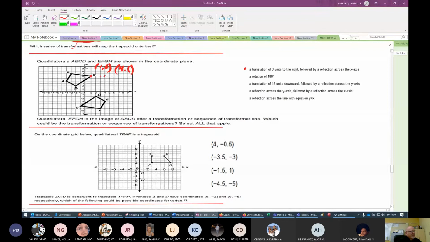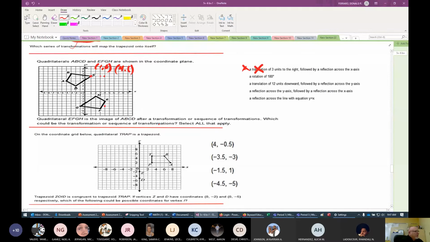And then they say a reflection across the x-axis. So we are 6 above the x-axis, and we need to go 6 below the x-axis. So 1, 2, 3, 4, 5, 6. It does not fall on the image, so that one is going to be out. That one does not work, so we can eliminate that one.